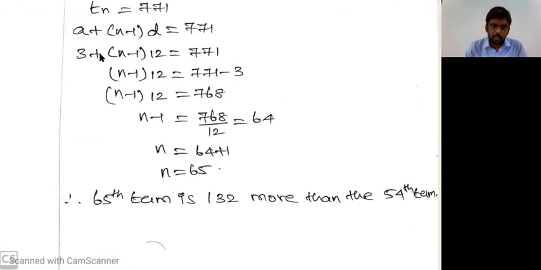771. Taking this 3 to the other side, n minus 1 into 12 is equal to 771 minus 3, which is 768. So n minus 1 is equal to 768 divided by 12. I am taking this 12 to the other side. 768 divided by 12 is 64. So n minus 1 is equal to 64, n is equal to 64 plus 1, or n is equal to 65. So the 65th term is 132 more than the 54th term.